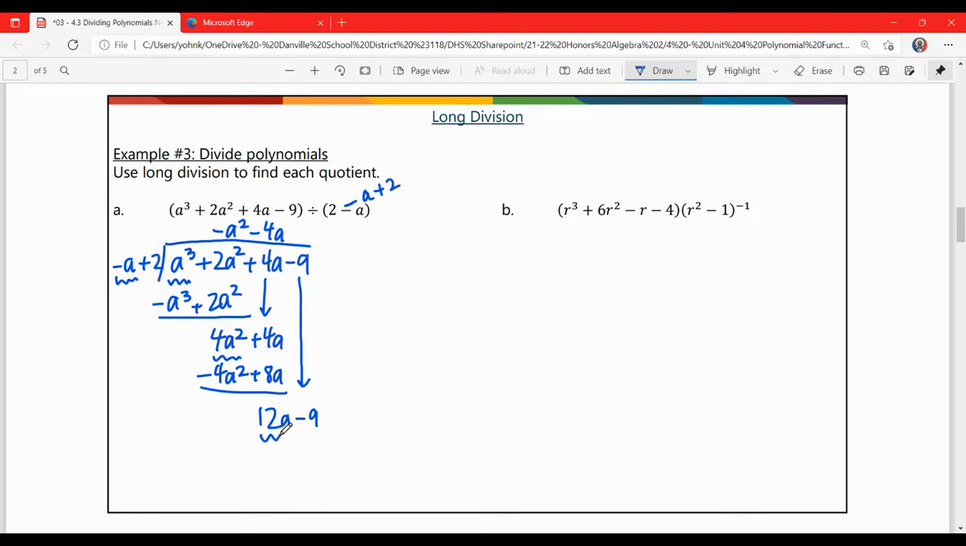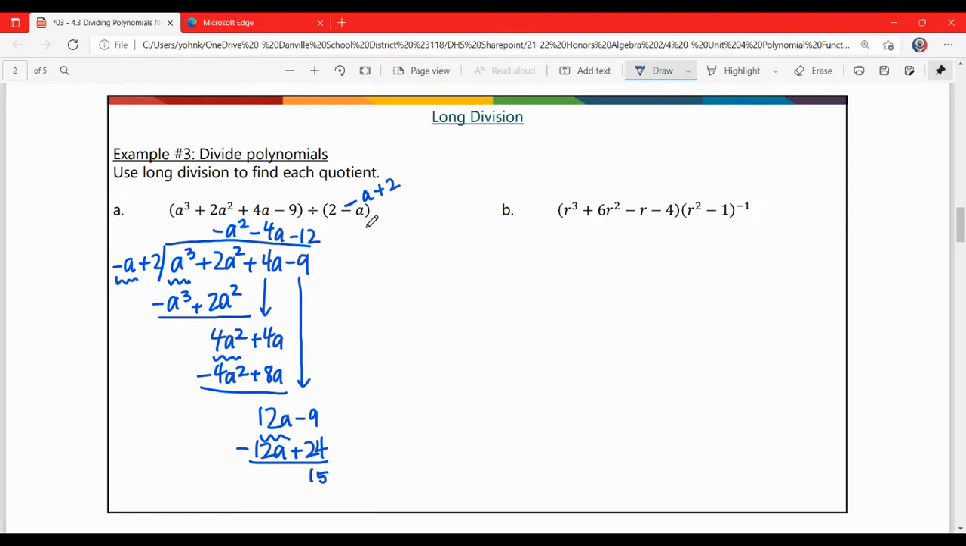Then again, only look at the beginning. Negative a times what is 12a? The answer is negative 12. So negative 12 times negative a is 12a. Negative 12 times 2 is negative 24. Draw your line, change your signs, you get 15. Ooh, so we have a remainder this time.